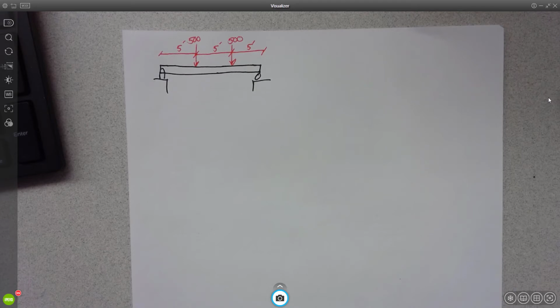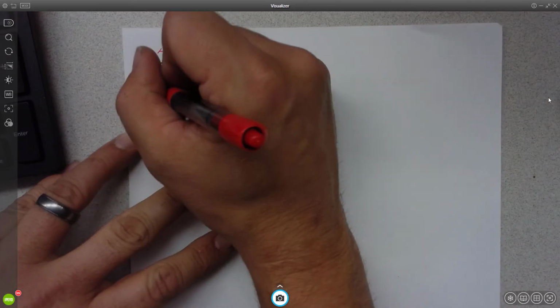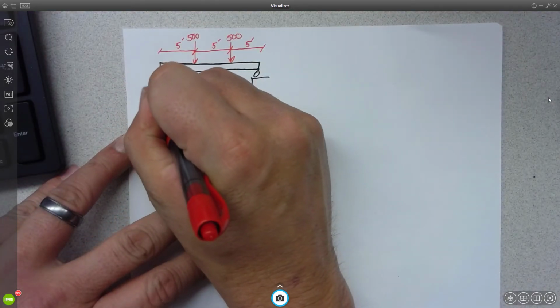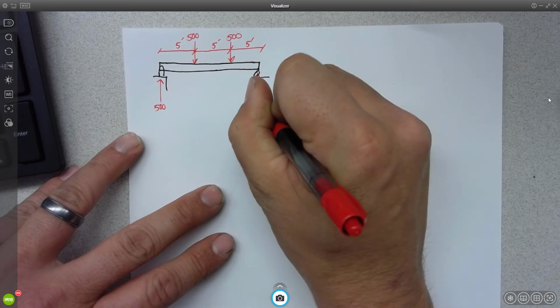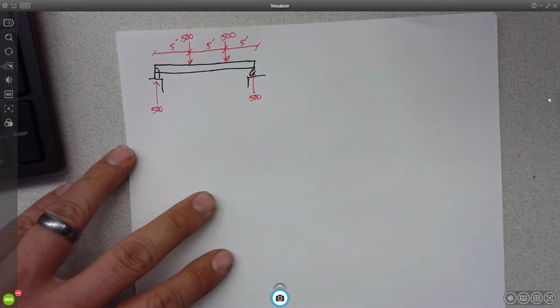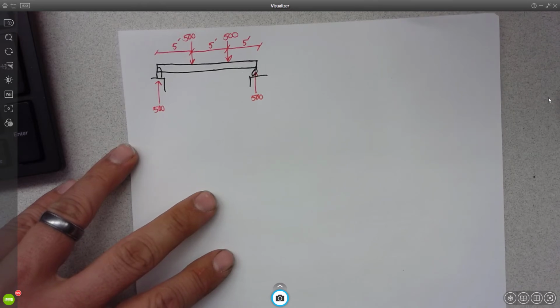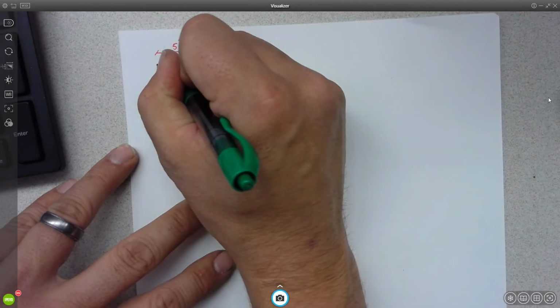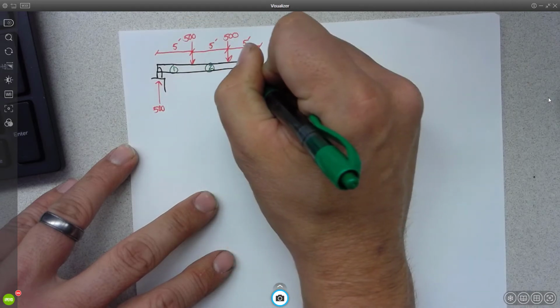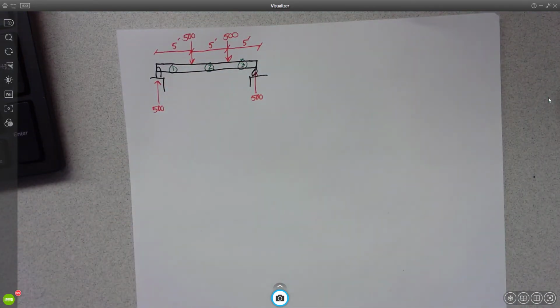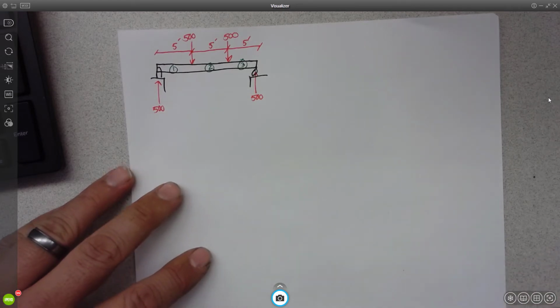Anybody want to help me with the reactions? Okay? How many regions do I have? Why are there 3, Liana? Sure, 3 different regions where the load is constant is what we typically say. All right, so let's look at region 1 then.